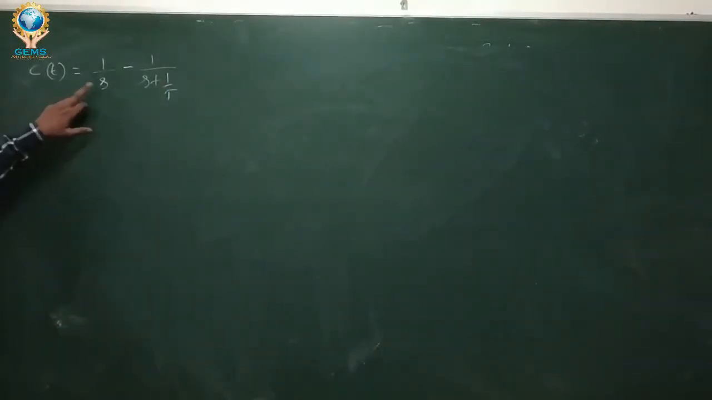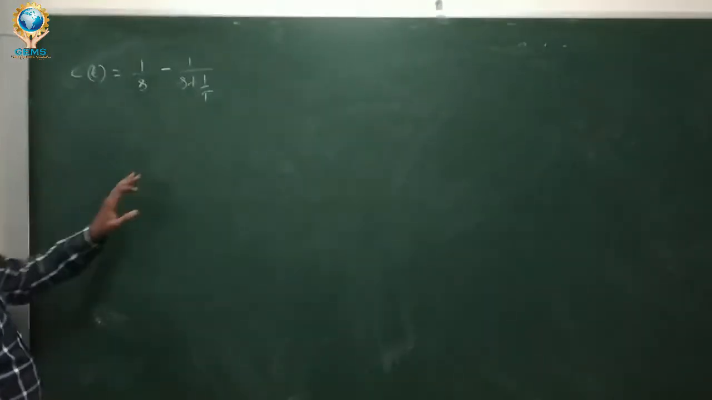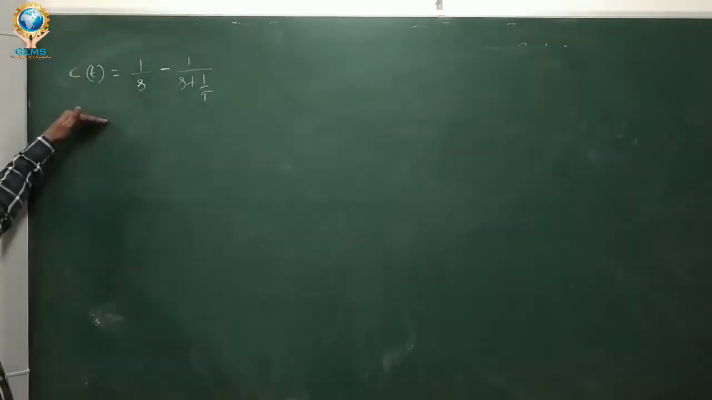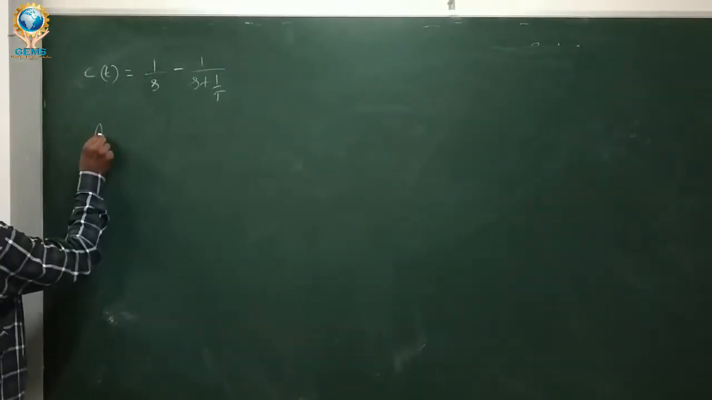Here C of t is equal to 1 minus e raised to minus t by T. So now you apply the inverse Laplace transform to this equation.